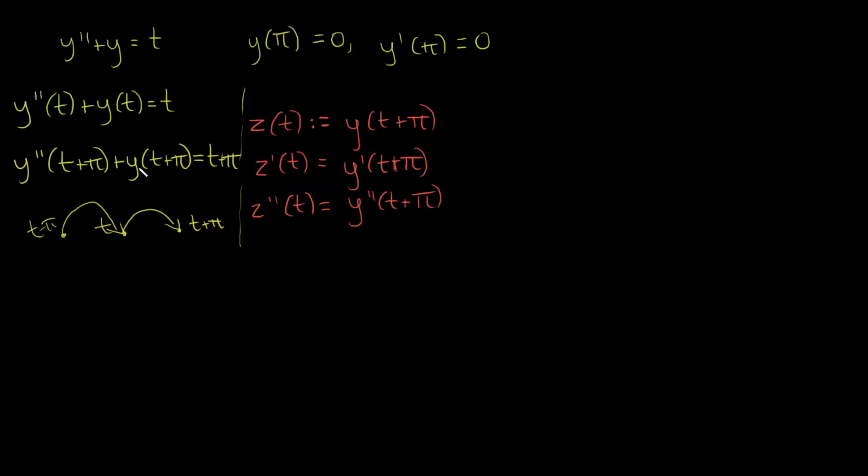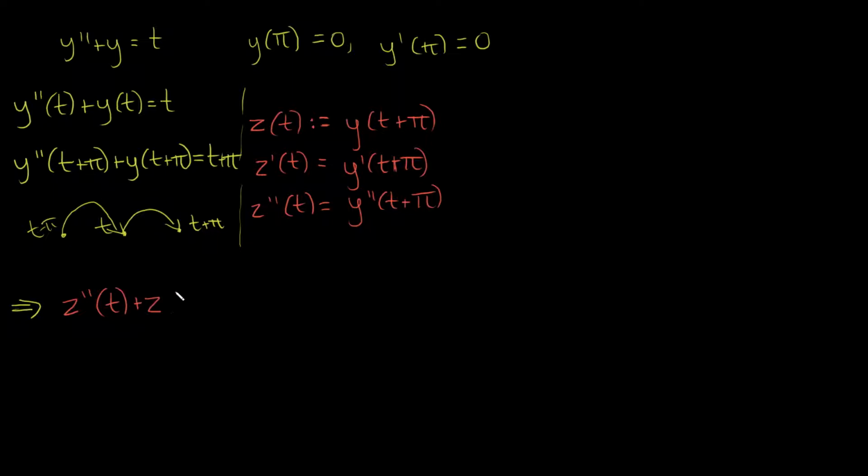But this is great now, because now we have y''(t + π) + y(t + π) = t + π, and what we can say is, yay, this is what our z's are. So now, if we plug in our z's, what we get is y''(t + π) is z''(t). So we can even use red to celebrate. z''(t) plus, okay, no y', plus y(t + π).